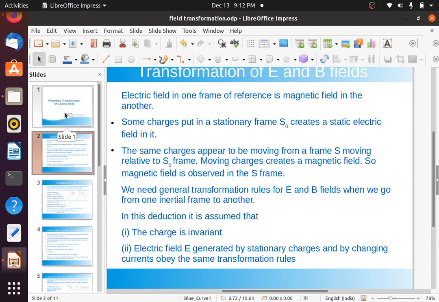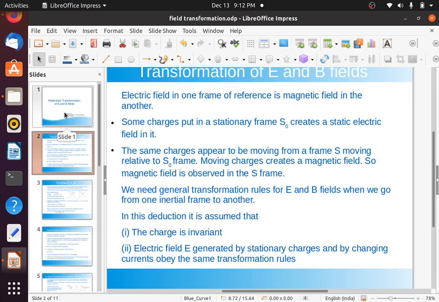We have discussed the basic concepts of what happens when relative motion takes place for the electric field. That is, the electric field in one frame of reference will become a magnetic field in another one.